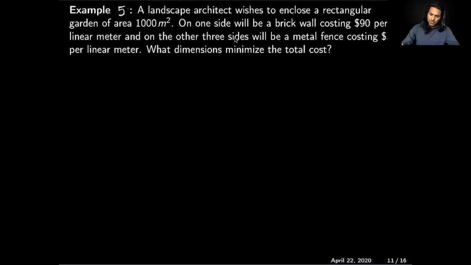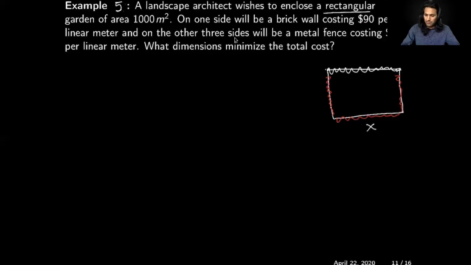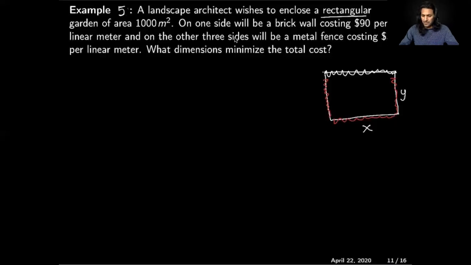So let's first pick up some keywords. The keyword is a rectangle, so we will draw a rectangle. One side will be a brick wall, so let's suppose this side is a brick wall, which costs $90 per linear meter. On the other three sides, these three sides are a fence. So my red is a fence, here is a fence, here is a fence. I will fix some notation. First, let x be the length of this rectangle and y the width. So what is my objective function?